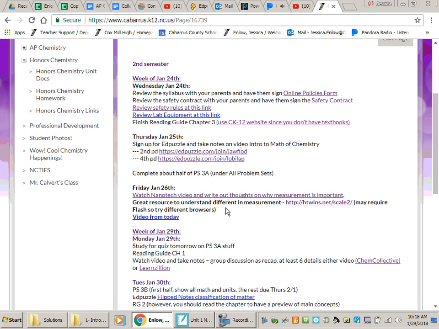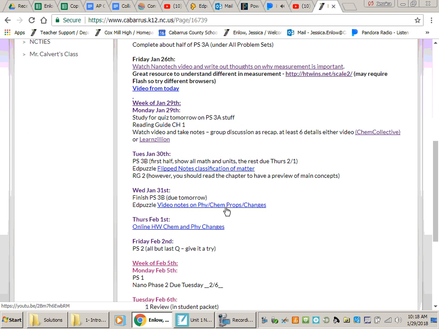Homework for tonight, Monday. Maverick, what's homework for tonight? Can you see that? Sorry, in the back. Okay, so if you have more questions, text me or come to tutor after school on PS3A stuff. Reading guide chapter 1. And where would you find reading guides? So I actually printed out the first 3 reading guides for you, which is in your possession. But let's say you lost that paper. Under documents, there's a link to all the reading guides for the entire year.